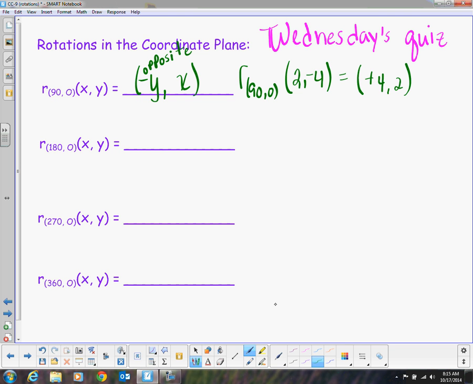Why isn't that a capital R? Because rotations is lowercase r, reflections is capital R. If we let reflections and rotations both be capital R, how are you going to know which one is which? That was a very good observation. Rotations are lowercase r. Why do we make it the opposite?